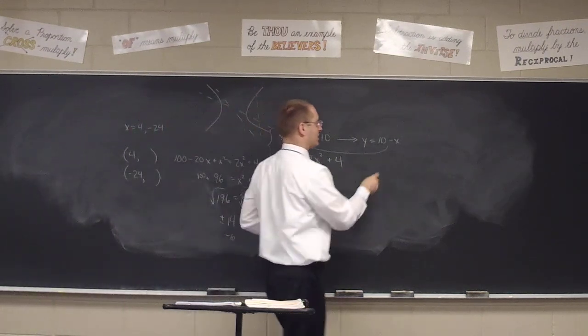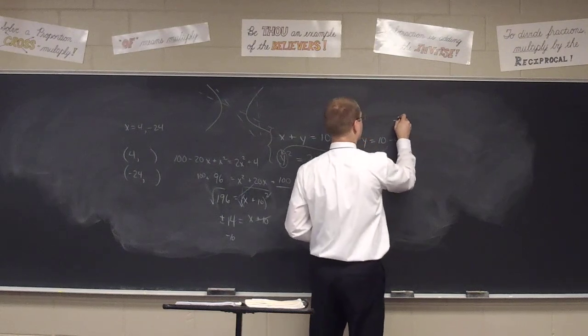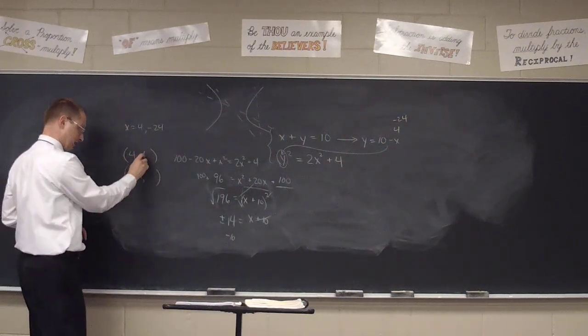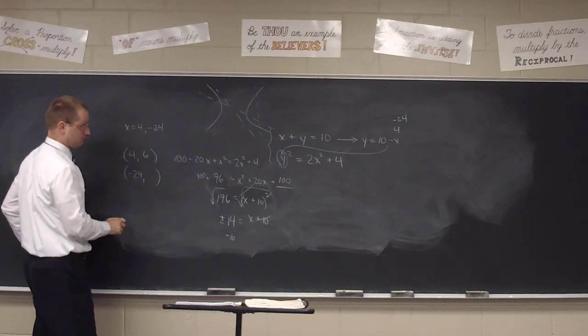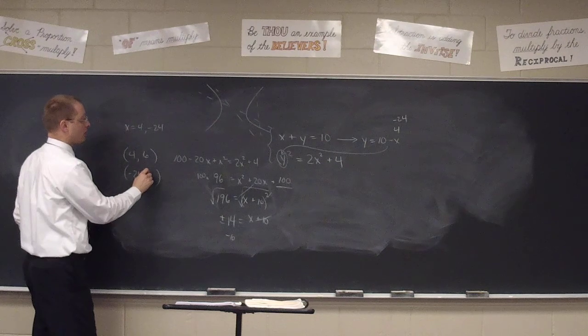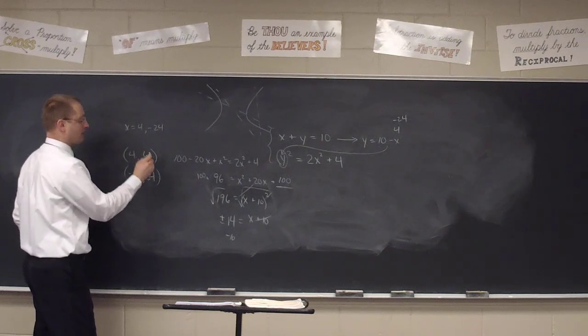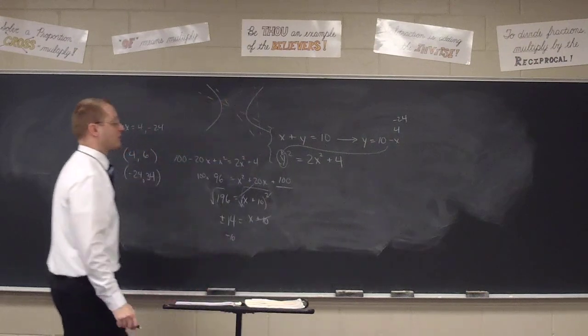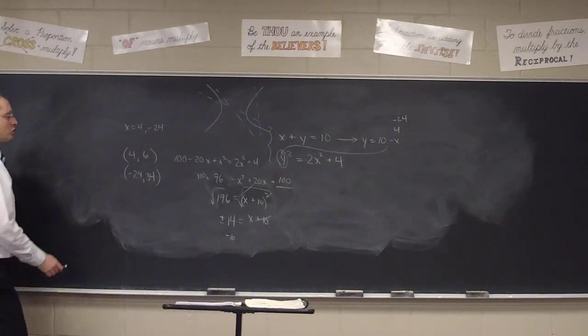Remember, y is 10 minus x. So what's y if x is 4? 6. And if x is negative 24? Positive 34. 10 minus negative 24 is the same as 10 plus 24. And so these are the 2 points.